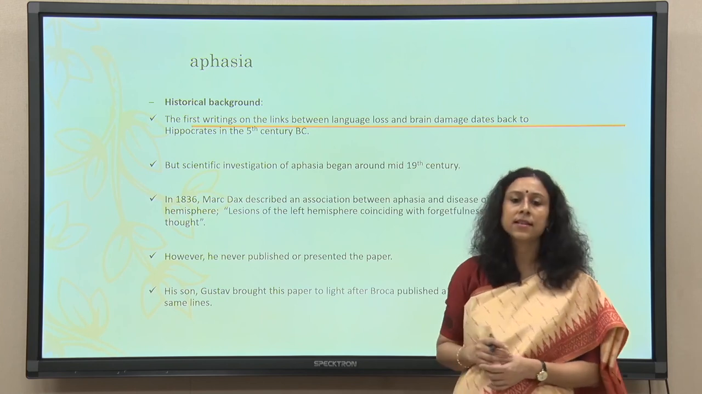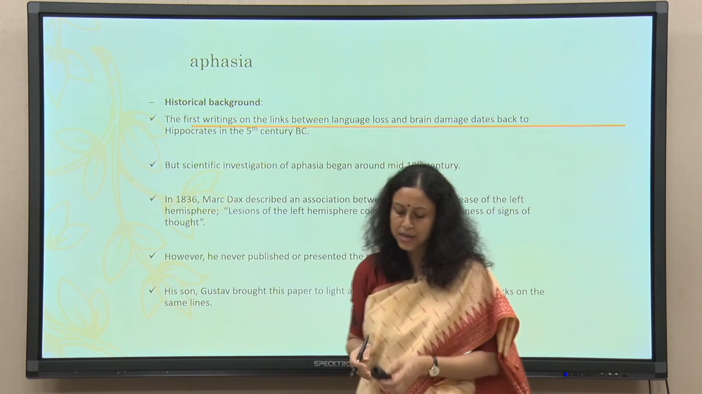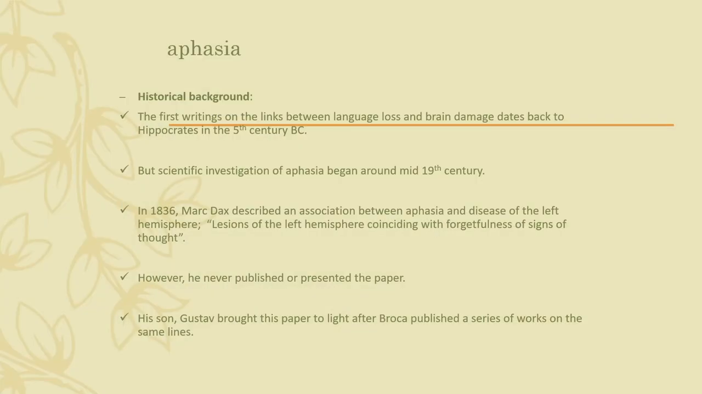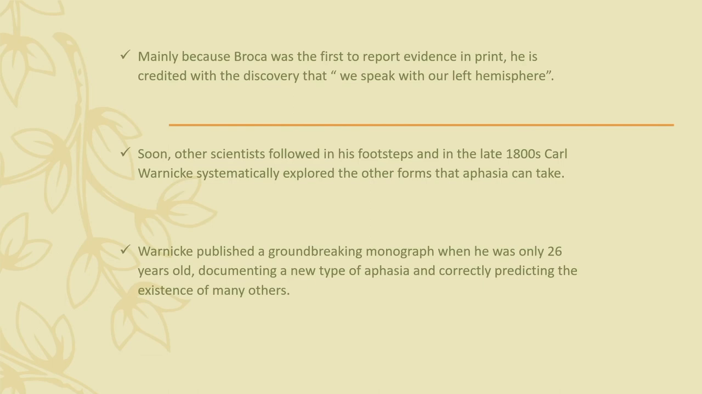So, in 1836, Marc Dax described an association between aphasia, as in language disorder, and disease of the left hemisphere. This is where he wrote it, but he never published, nor did he present his study. He titled the paper "Lesions of the Left Hemisphere Coinciding with Forgetfulness of Signs of Thought." He never published, as a result of which we now associate language aphasia research starting with Broca. His son, Gustave, brought this paper to light after Broca published a series of studies on this.